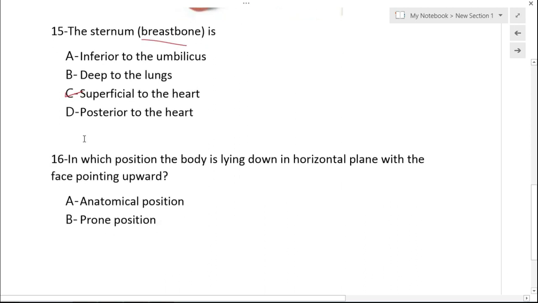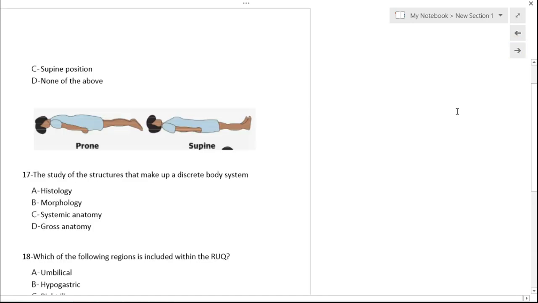Next question, question number 16. In which position is the body lying down in a horizontal plane with the face pointing upward? Here you have to note that the face is pointing upward. Option A, anatomical position. Option B, prone position. Option C, supine position. Option D, none of the above.